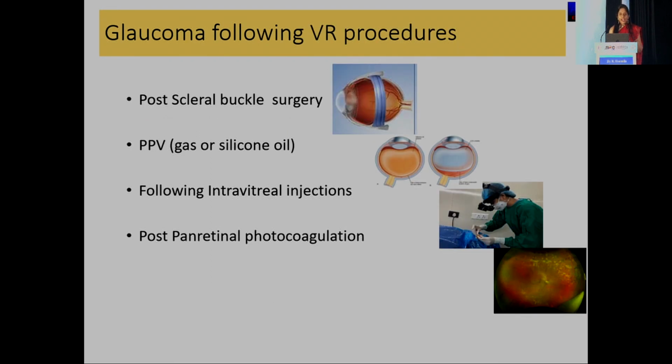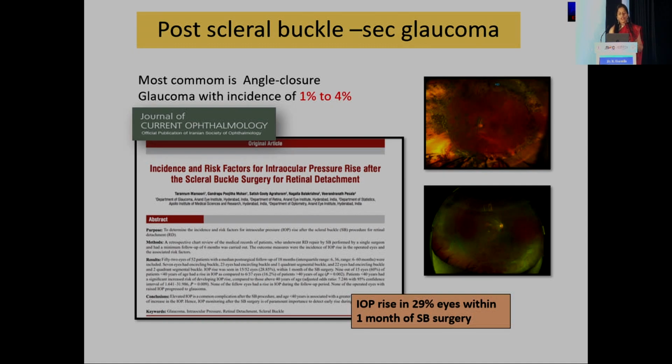Now we move on to the other common entity, which my previous speaker also mentioned, glaucomas that follow a vitreoretinal procedure. We often get referrals from the retina clinic following a vitreoretinal procedure. It could be because of a tight buckle, retained silicone oil which is not removed, gas, intravitreal injections, and even after a PRP. This accounts for around 1 to 4% of the glaucomas that we see.